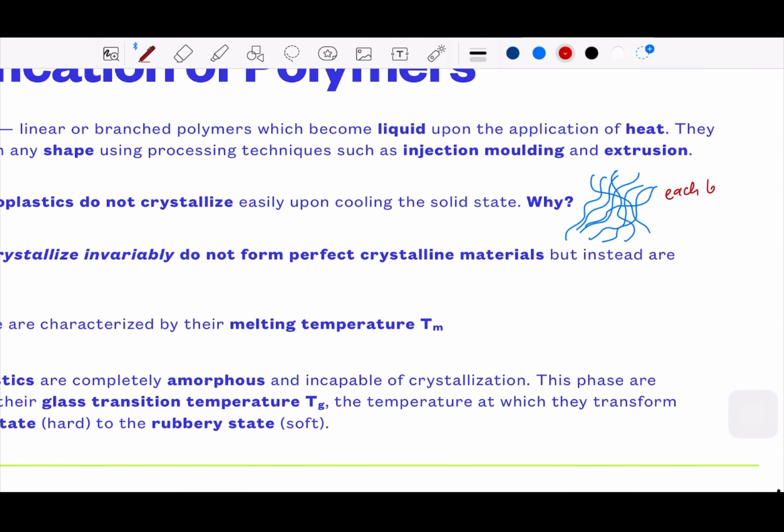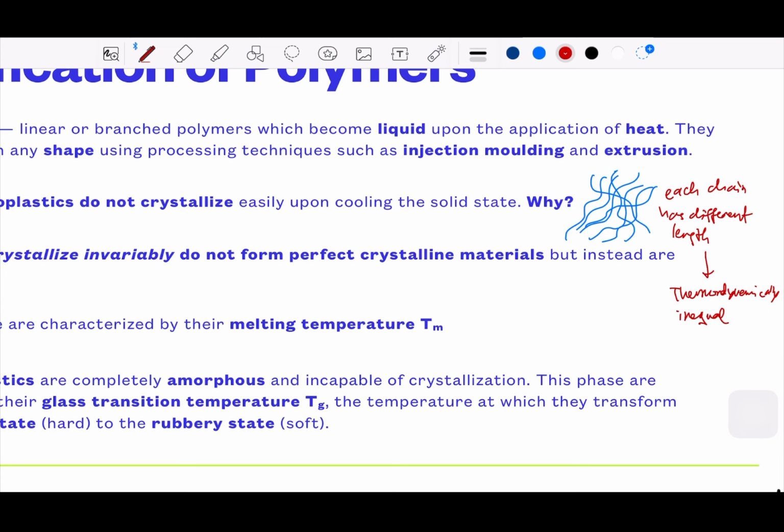So each length, maybe each chain has different length, and that's why it's thermodynamically, let's say, unequal. Not stable, but unequal. I think that's maybe better. Okay. All right.